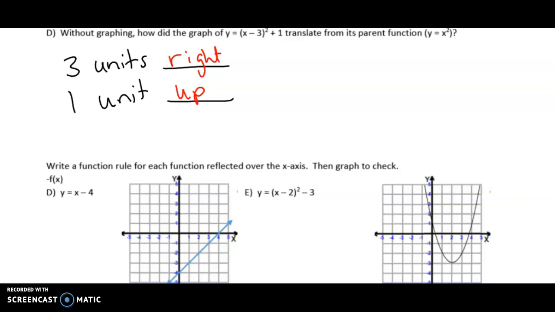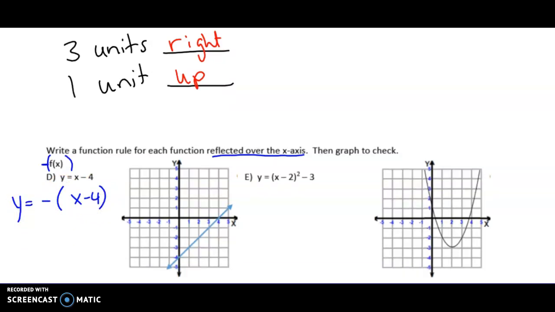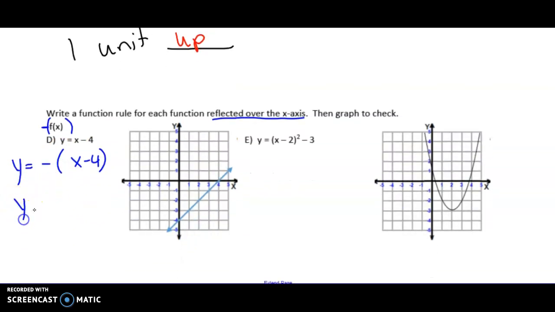Okay, last 2 here. Write the function rule for each function. We want to reflect over the x-axis. So remember to get over the x-axis, we're just going to make our entire equation negative. So we're going to go y equals negative x minus 4. Okay, you can simplify that. So distribute that. Think of that as like a negative 1. We're going to go y equals negative 1x plus 4.